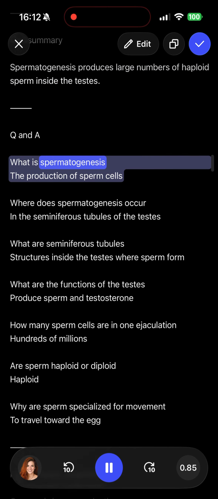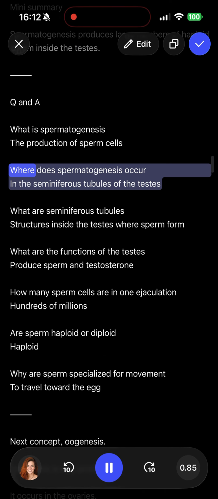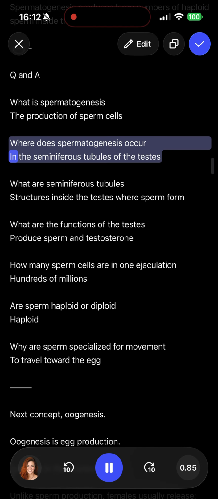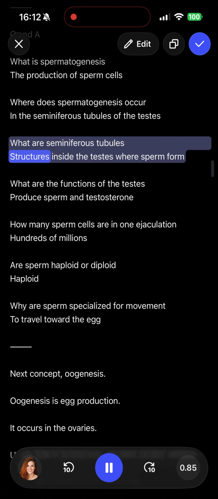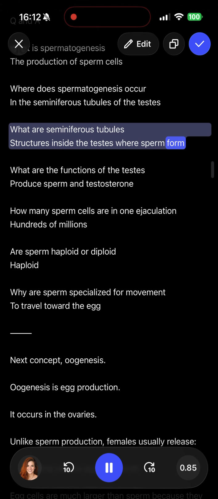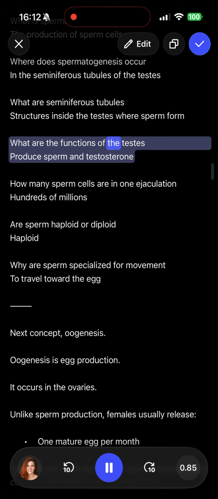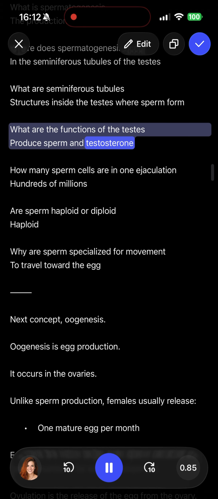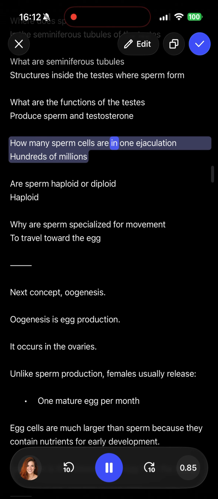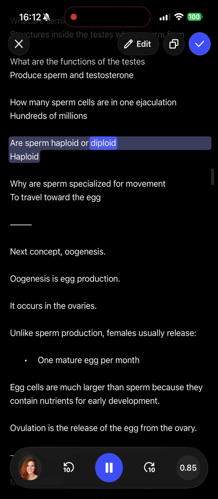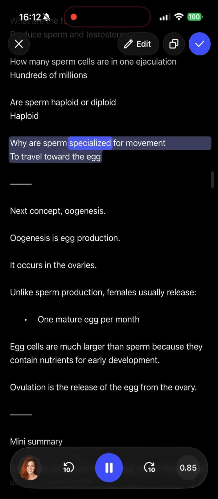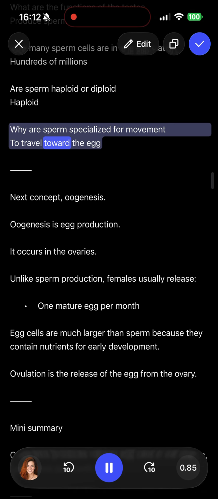Q&A. What is spermatogenesis? The production of sperm cells. Where does spermatogenesis occur? In the seminiferous tubules of the testes. What are seminiferous tubules? Structures inside the testes where sperm form. What are the functions of the testes? Produce sperm and testosterone. How many sperm cells are in one ejaculation? Hundreds of millions. Are sperm haploid or diploid? Haploid. Why are sperm specialized? For movement, to travel toward the egg.